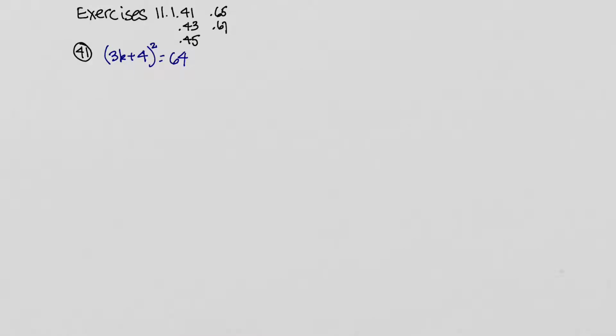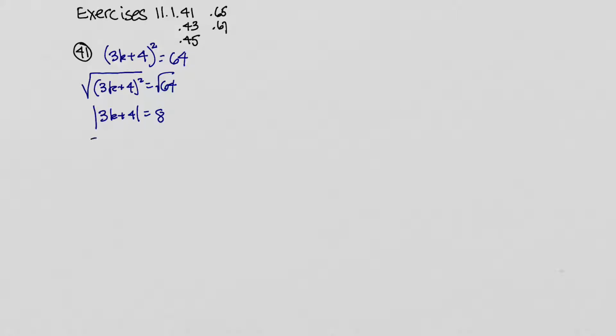In this problem here, again, we have a quantity squared equaling a number. So let's square root each side. So we'll get the square root of this quantity, 3k plus 4 squared, equals square root of 64. The left side, square root of the square, we know is going to give us the absolute value of 3k plus 4 equals 8. Let's take those absolute value signs off.